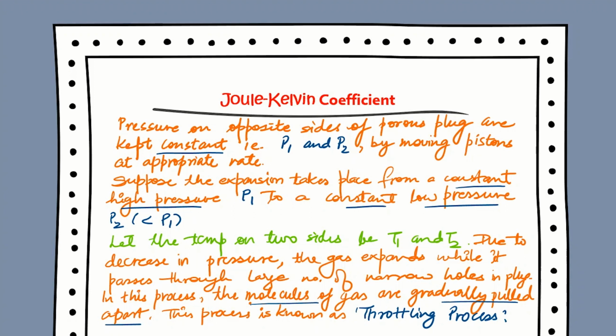Because the gas is moving from P1 to P2, there is a decrease in pressure. Due to the decrease in pressure, the gas expands while it passes through the large number of narrow holes in the plug. In this process, the molecules of gas are gradually pulled apart. This process is known as the throttling process.